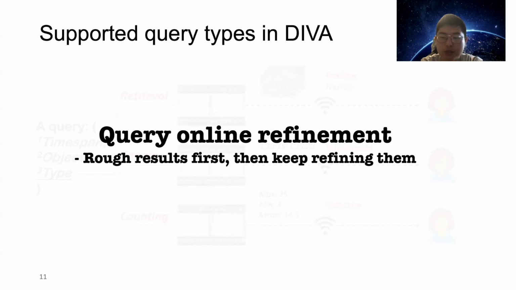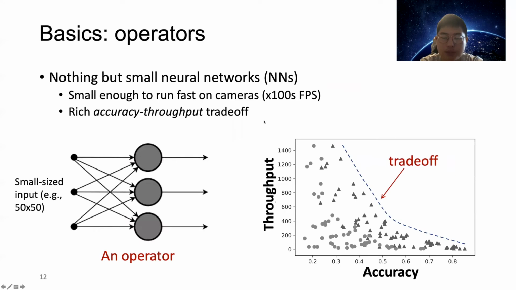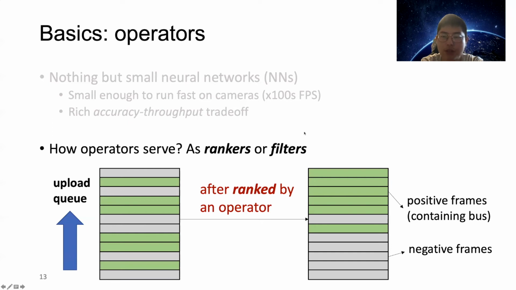Then the results can be continuously refined until the users are satisfied. So the techniques we built for DIVA will center around this key idea. DIVA uses the concept of operators, which are just small neural networks that can run fast on cameras, fast enough to match the speed of frame uploading. The key opportunity exploited by DIVA is that those operators provide a very rich trade-off between model speed and model accuracy. So how are operators used in DIVA?